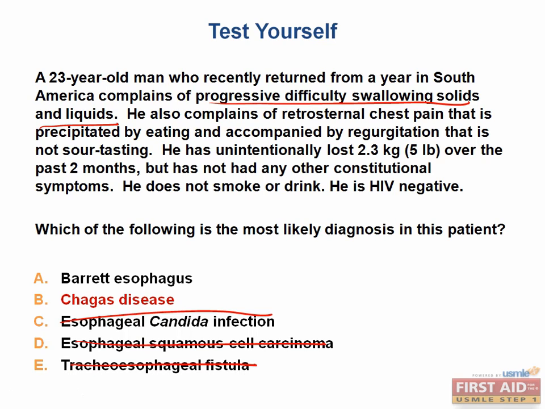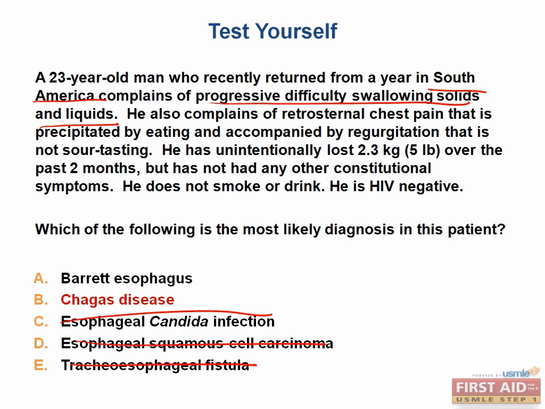Achalasia is a failure of the lower esophageal sphincter to relax due to loss of inhibitory neurons of the myenteric or Auerbach's plexus. Achalasia can be primary or secondary. Here we have the clue that he's been in South America. This should make you immediately think of Chagas disease. Chagas disease is endemic to regions such as South America. And remember, it's Trypanosoma cruzi infection that causes destruction of the myenteric plexus of the esophagus. Achalasia usually manifests during young adulthood, but it can appear in infancy or childhood.